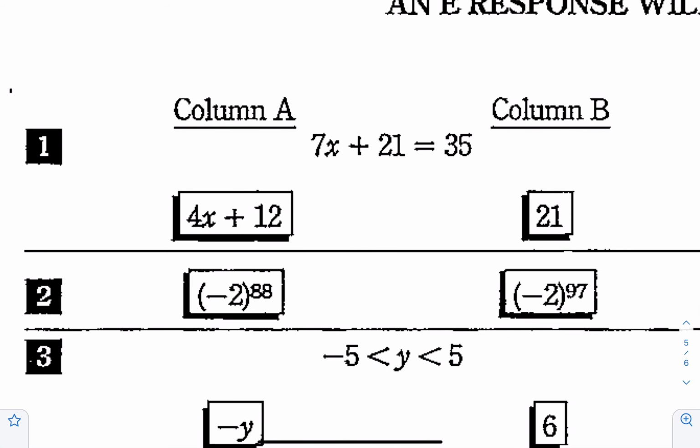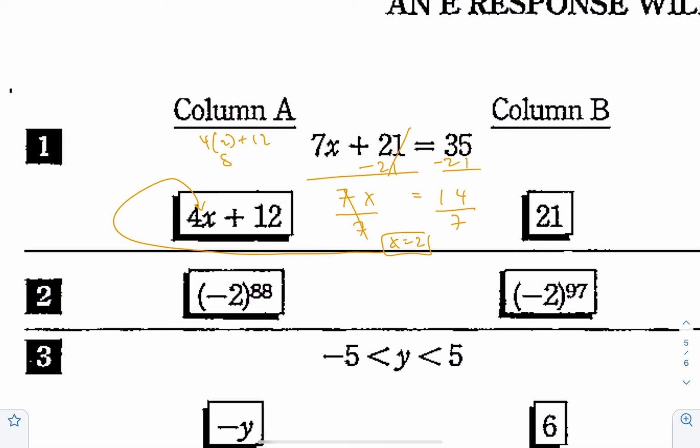For number 1, you're given 7x plus 21 is equal to 35. You want to compare 4x plus 12 versus 21. So you want to solve for x. If you subtract 21 on both sides, you get that 7x is equal to 14. You divide by 7, you get that x is equal to 2. Once you know that x is equal to 2, you can substitute this in. This will give you 4 times 2 plus 12, or 8 plus 12, which is equal to 20. And 20 is less than 21, so 21 is greater. So the answer here is B.